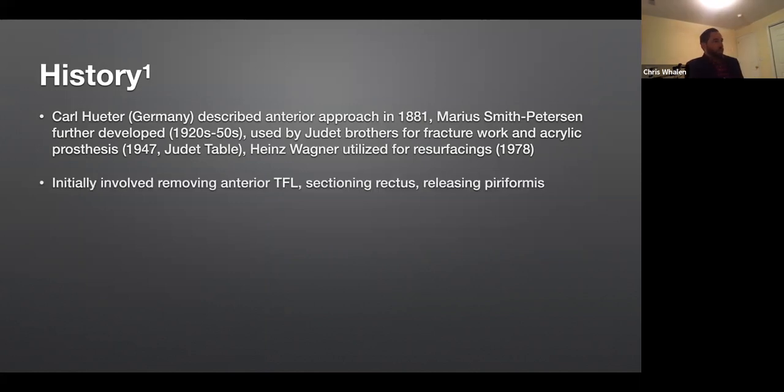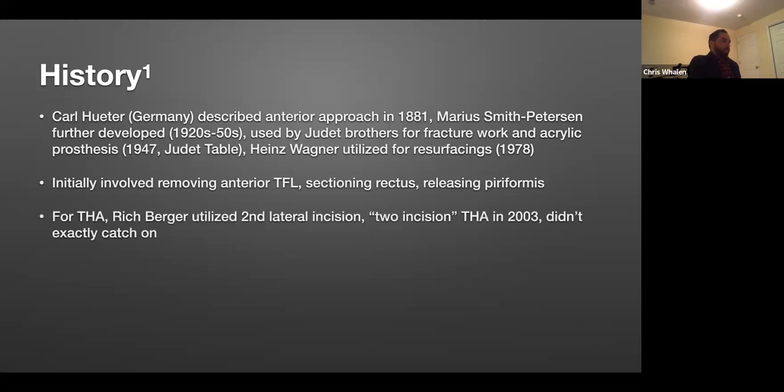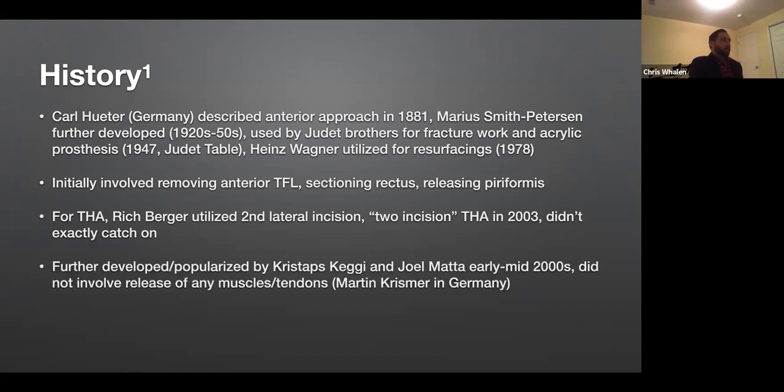Initially, this was a pretty big exposure, removing part of the TFL, often sectioning the rectus and piriformis, so it was pretty morbid. It was around the early 2000s that it really started to gain some traction for THA. Rich Berger tried to popularize a 2-incision hip that didn't exactly catch on. But then Keggi and Matta around the same time really started to popularize this. And at this point, it wasn't really involving any release of the muscles or tendons that were originally described.